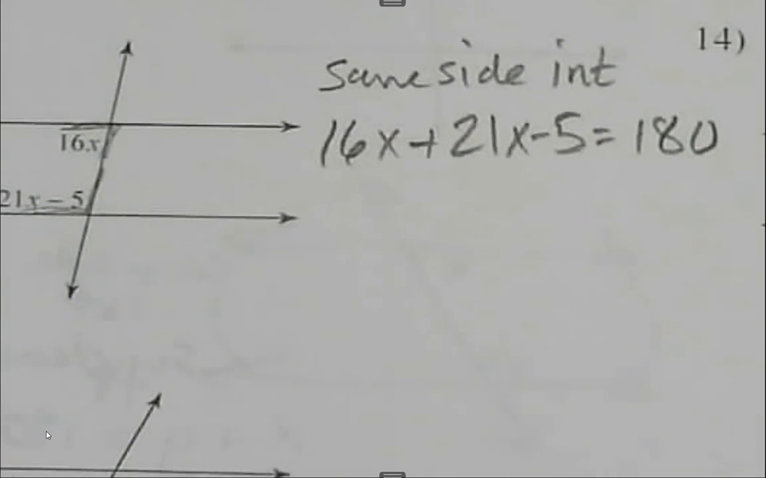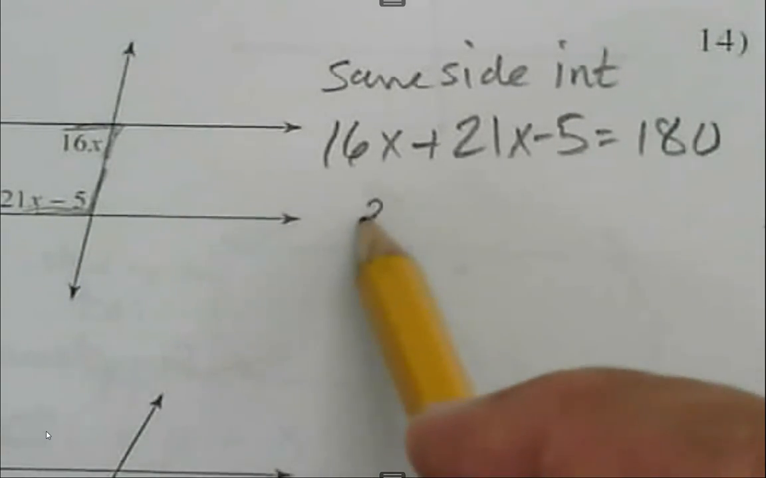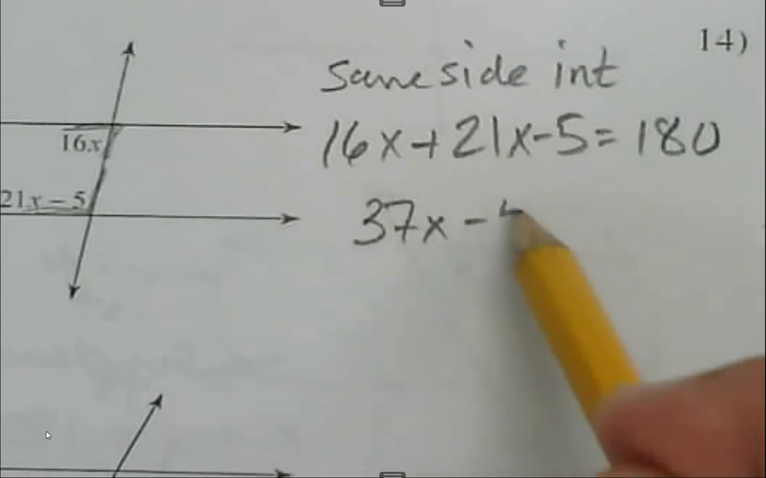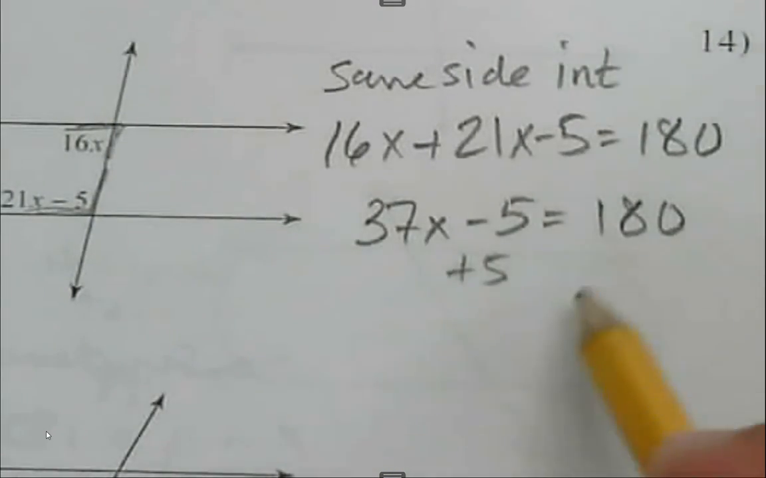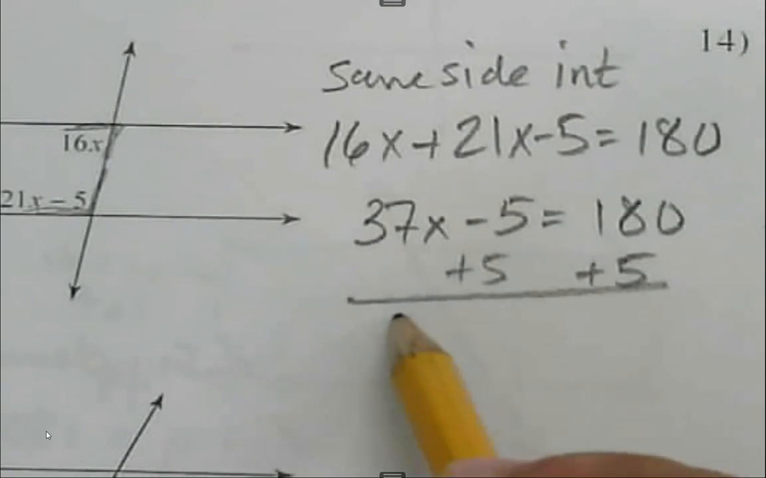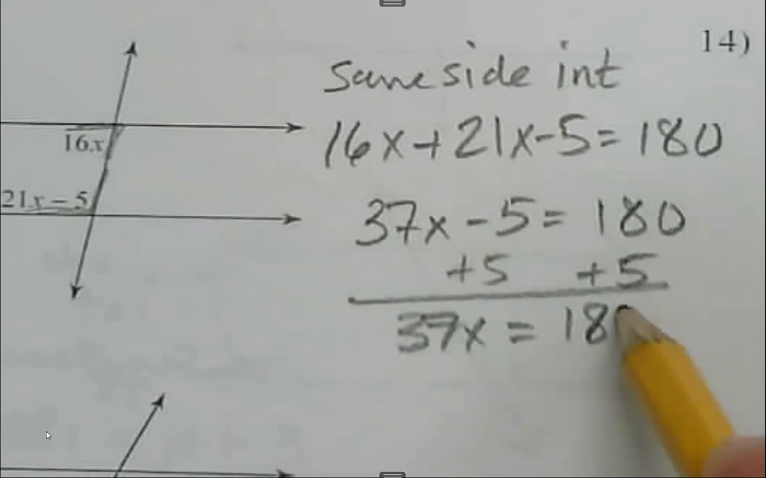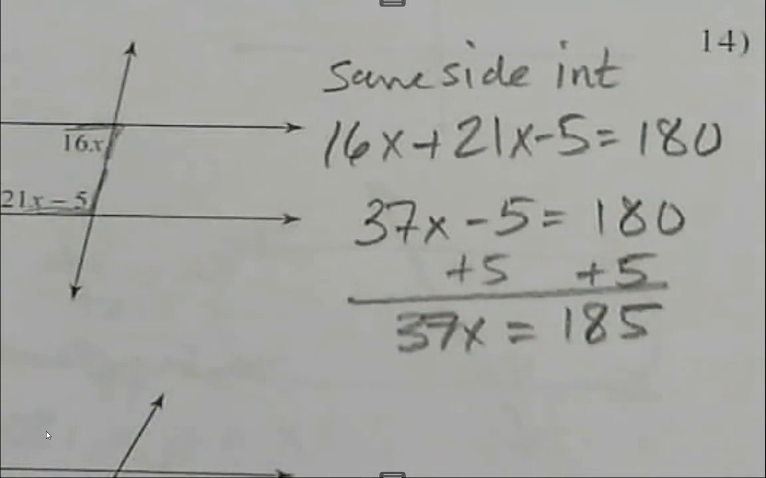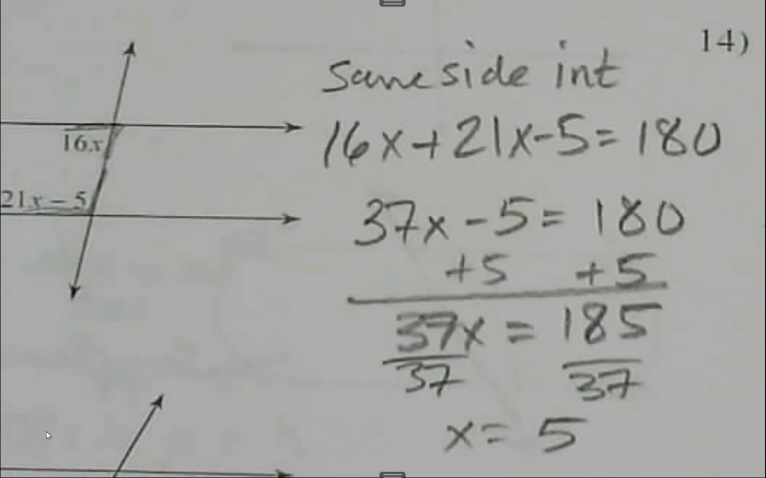And now this is the problem I'm going to solve. Again, I'm going to collect like terms. So I'm going to end up with 37x minus 5 equals 180. And then I need to add 5 to both sides, which gives me 37x equals 185. And if I do my division there, if I divide by 37 on both sides, I'm going to find out that x equals 5. So there's my answer for number 13.